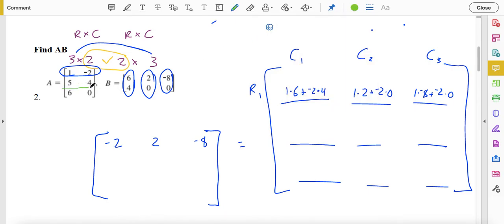All right, so now I'm going to do row 2 to fill out my entirety of row 2 here. I take row 2 and multiply by column 1, 5 times 6 plus 4 times 4. That is 30. Come on, don't quit on me now, computer. So we've got 30 plus 16, which is 46.